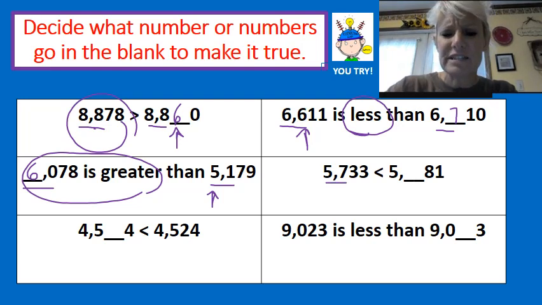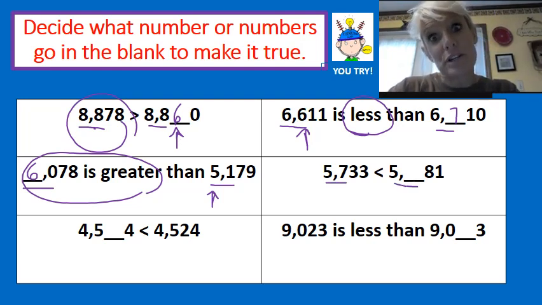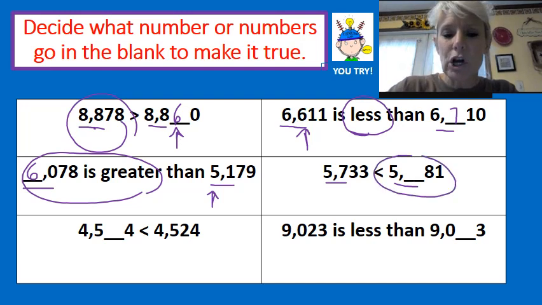Over here I have 57, and I have a mystery number again. So I see that this needs to be my larger side. So when I am comparing, I see that I have 5s in the thousands place, and I know that I need this number to be bigger than my 700s. So I'm just going to put an 8 in there. That'll work. 5,733 is less than 5,881.